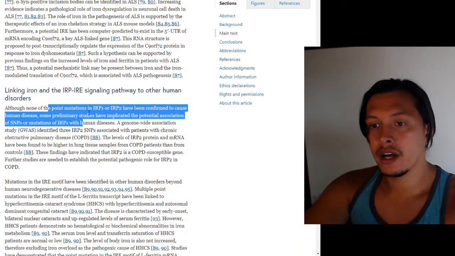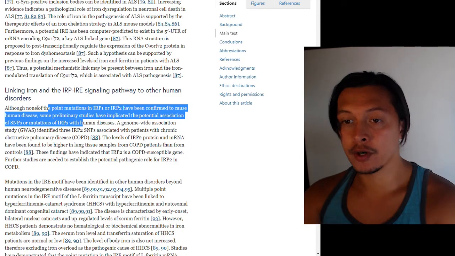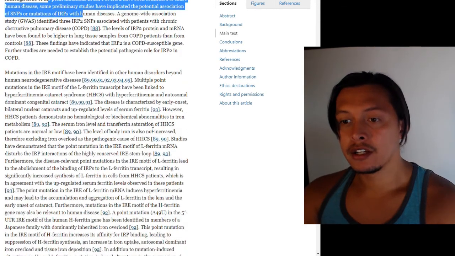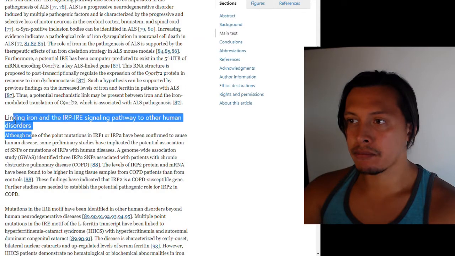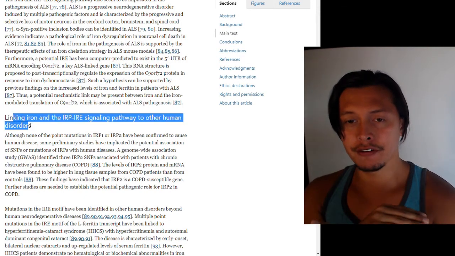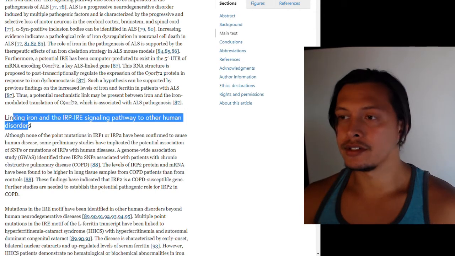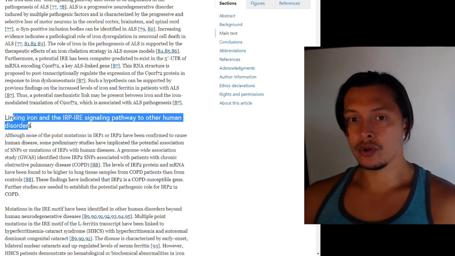So although none of the point mutations in IRP1 and/or IRP2 have been confirmed to cause human diseases, you know what? I think I'll stop here because we're at an hour, and this is a good shift going from neurological diseases to other diseases. So with that, I'm going to head on out.